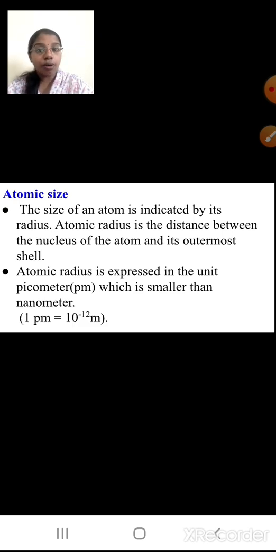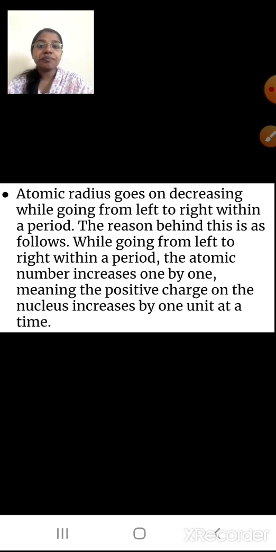Atomic radius. What is the unit? We express it in picometer, that is pm, which is smaller than nanometer. 1 picometer is equal to 10 raised to minus 12 meter. Students, now we will see how this atomic size changes in the periodic table along a group and along a period. Now atomic radius goes on decreasing.